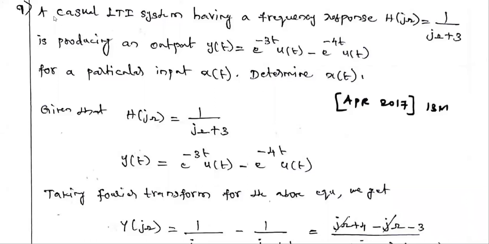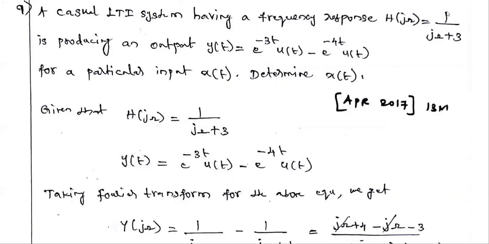You see a causal LTI system having a frequency response H(jω) equal to 1 by (jω + 3) is producing an output y(t) equal to e^(-3t)u(t) minus e^(-4t)u(t) for a particular input x(t). Determine the input x(t). So in this question, we have to find the input x(t).